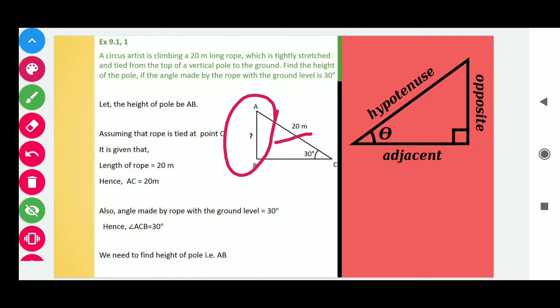So first write down the given concepts. Let the height of the pole be AB. Assuming that the rope is tied at the point C, it is given that the length of the rope is 20 meter and hence AC is 20 meter. Also, the angle made by the rope with the ground level is 30 degree. So students, here I have noted down all the given concepts.